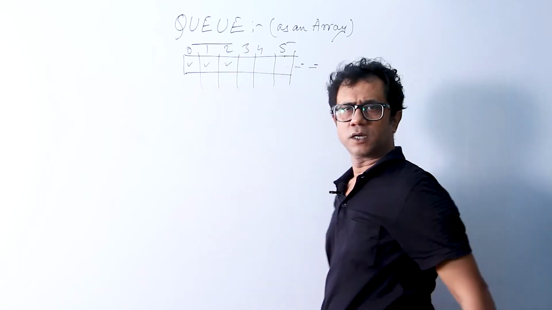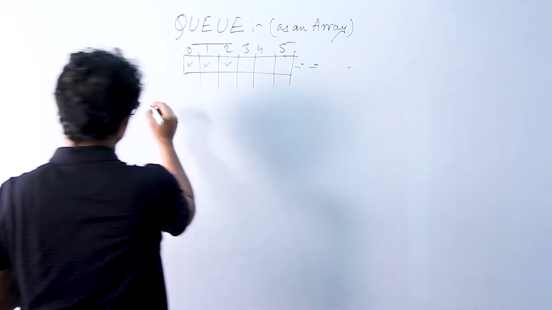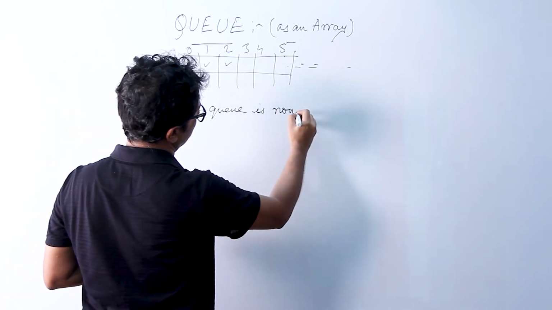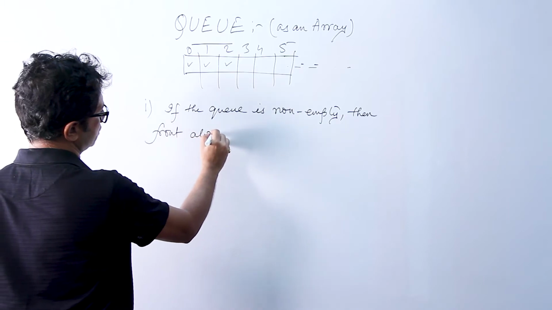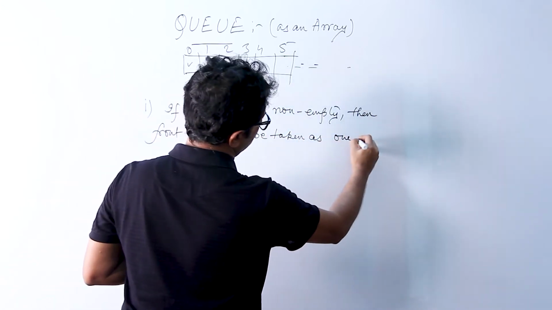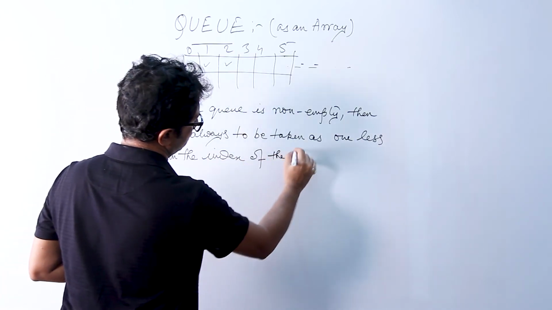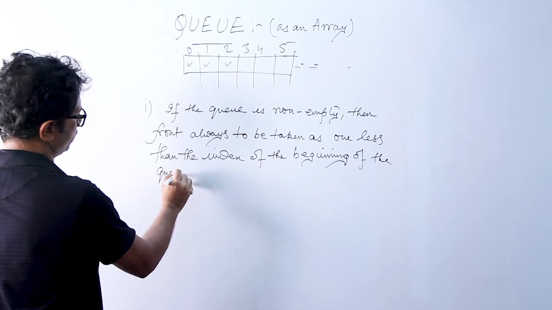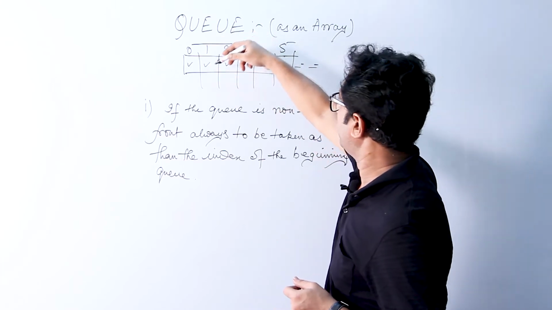Suppose there are three elements in this queue. Let me write the point first. Number one: if the queue is non-empty, then front is always to be taken as one less than the index of the beginning of the queue. It is a very important point to be noted about the queue. That is, if the queue is non-empty, as in this case, we are seeing that the queue is holding 3 elements.